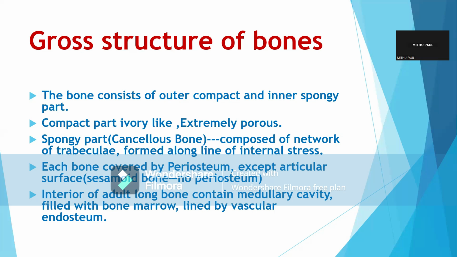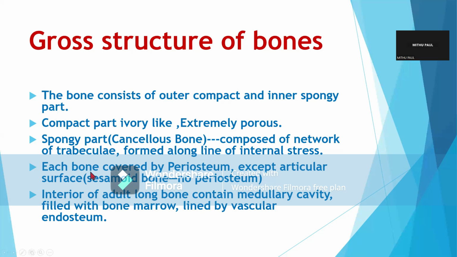And when they cut one another, they give the appearance of a sponge. So from there, the name is the spongy bone. The compact part is ivory-like, extremely porous, and the spongy part that is lying inside is known as the cancellous bone. They are composed of trabeculae, and trabeculae are formed at the site or line of internal stress.